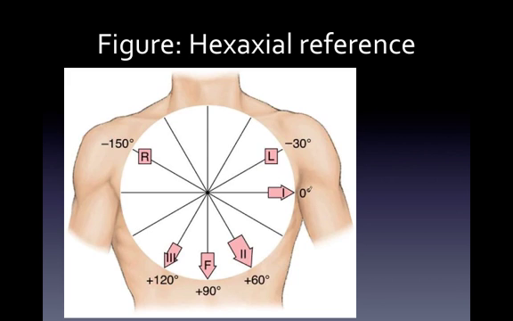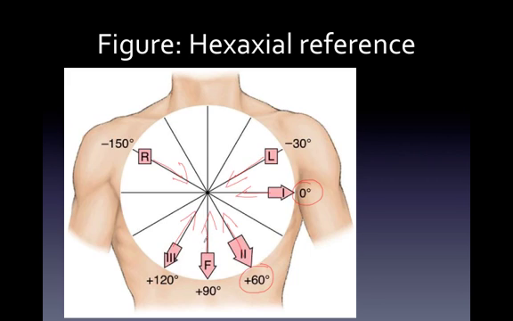So lead 1's positive electrode is at 0 degrees. Lead 2's positive electrode is at 60 degrees, and this is the direction that the EKG machine looks at the heart. So lead 1 looks at the heart in this way. Lead 2, this way. Lead 3, augmented voltage left, augmented voltage right, augmented voltage foot.